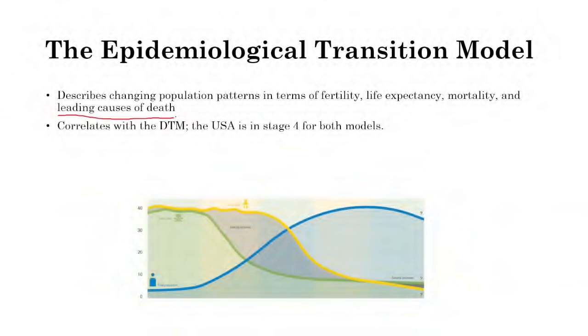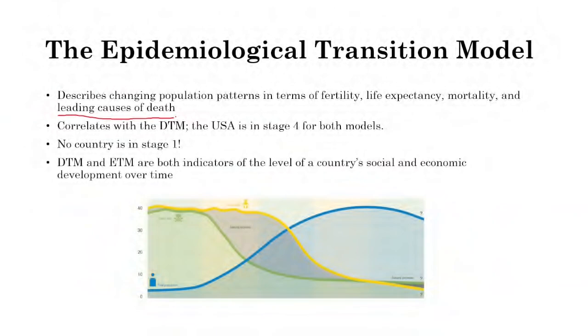It correlates with the DTM. So a country in stage 4 on the demographic transition model, like the United States or Canada, is also in stage 4 of the epidemiological transition model. No country is, of course, in stage 1, and both models are indicators of a country's social and economic development over time. This bullet point is very important, because if College Board asks you what the DTM and ETM are used for, what purpose they serve, this is a very good option that they may put on the multiple choice that may throw a lot of people off, especially the economic development, because it's not an economic model, but you can find correlations between economies and economic conditions between countries and their population change.